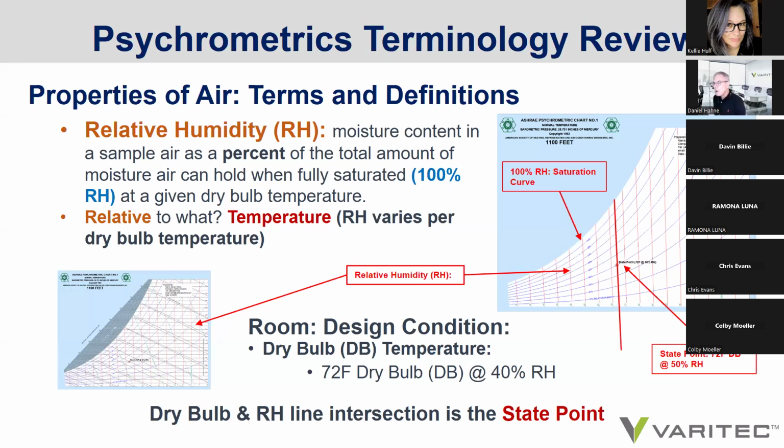So where you have a sample of air that measures at a condition of 72 degrees dry bulb and 40% relative humidity, you can find a state point on the chart by drawing a line from the dry bulb temperature up through the chart, and where that line intersects with the condition of relative humidity, a state point is achieved, and that's your starting point.